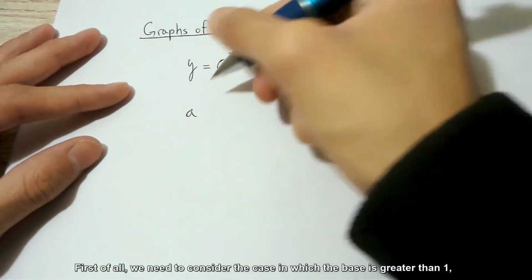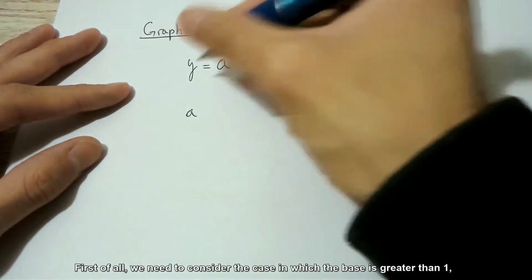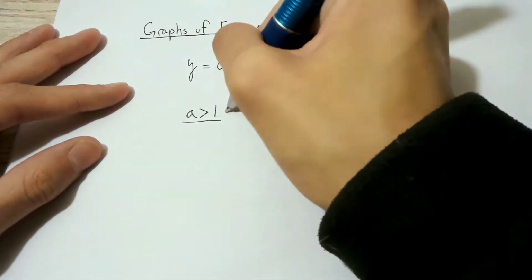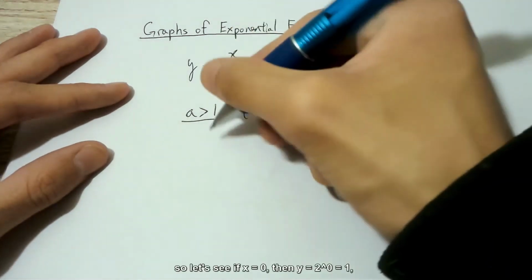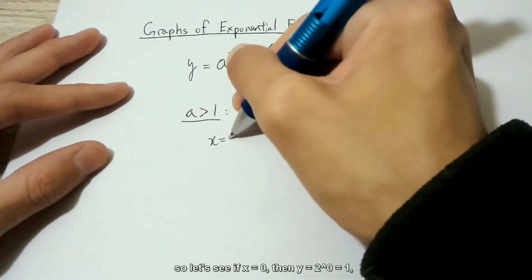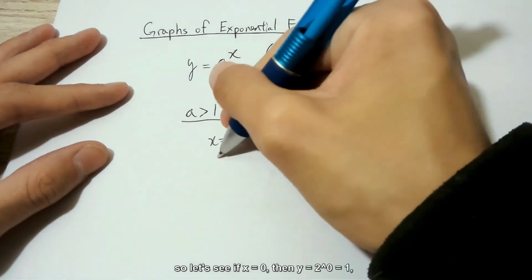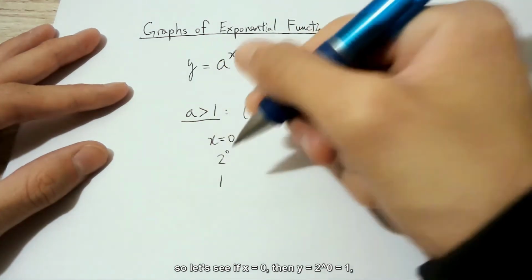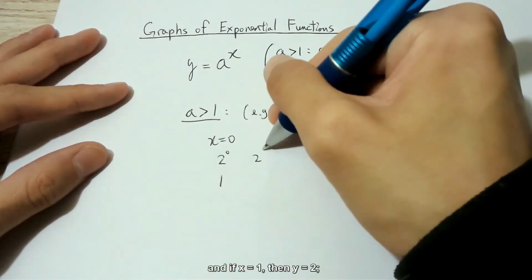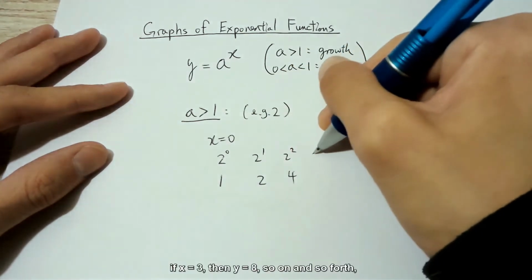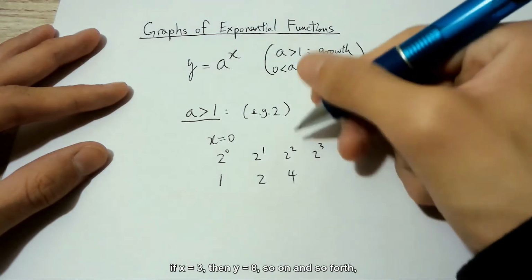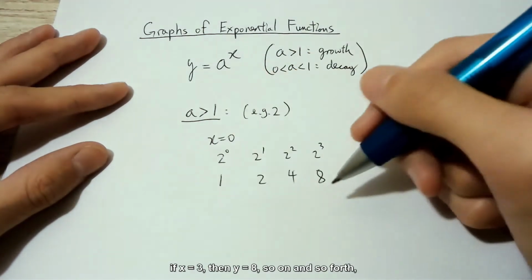First of all, we need to consider the case in which the base is greater than 1. So for example, 2. So let's see, if x is equal to 0, then y will be 2 to the power 0, which is equal to 1. And if x is 1, then y will be 2. If x is 2, then y will be 4. If x is 3, then y will be 8, so on and so forth.